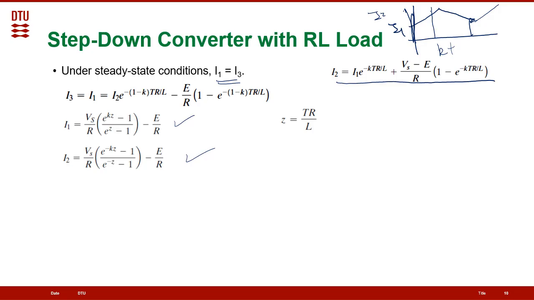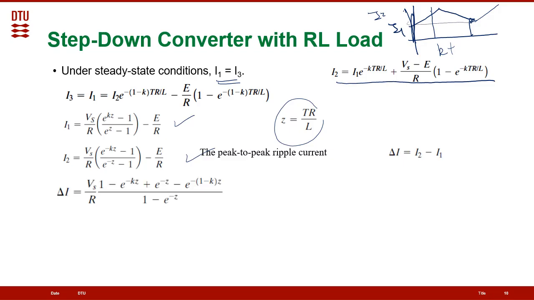Now we can see that Z, actually, just for simplification, we identify this as Z. Now it's easy for us to find what is the peak ripple current. So the peak ripple current will equal I2 minus I1. So we are interested in how much this peak ripple is. Then we can just substitute I2 minus I1, so we will get this formula.